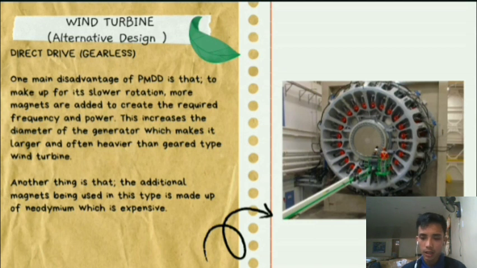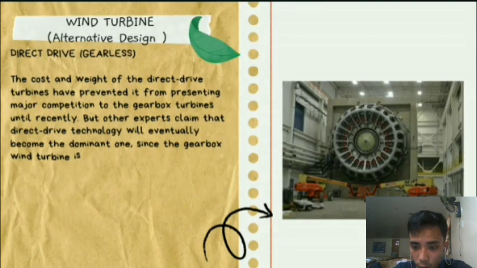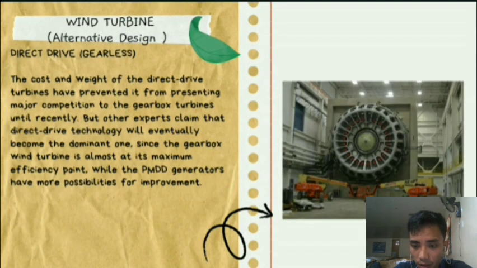Another thing is that the additional magnets being used in this type are made up of neodymium, which is expensive. So, sobrang mahal daw po nito magnet na ginagamit dito sa direct drive, gearless po natin. At sabi po dito, the cost and weight of direct drive turbines have prevented it from presenting major competition to the gearbox turbines until recently.